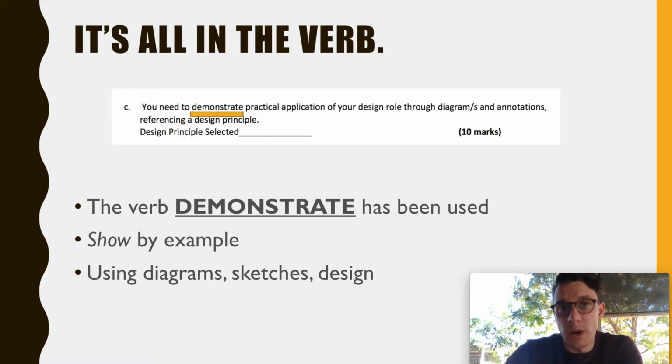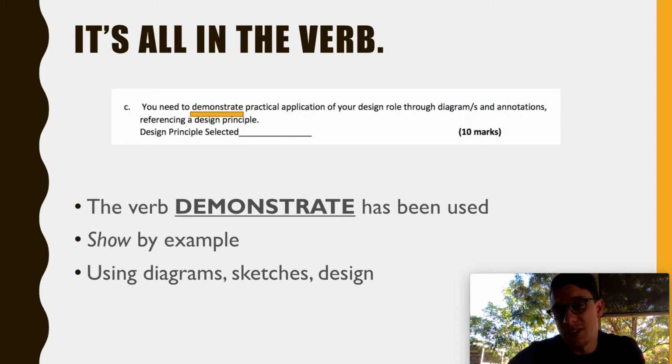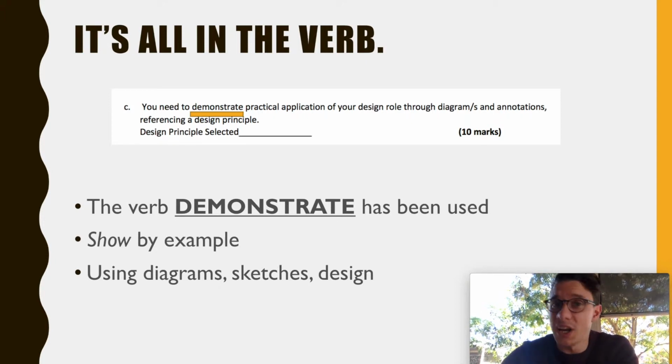Let's look at the next one. Another question from that same exam. It says you need to demonstrate practical application of your design role. So now you're needing to design something in this space, and demonstrate is the verb that's being used. And we know that this is show by example. And again, some of these questions follow up. So this one says you need to demonstrate practical application. We know we're going to have to be practical about it. It's not just going to be written. Your design role through diagrams and annotations. So this is actually quite a nice question because it helps us with that. But demonstrate, show by example. Present your design and talk to it. So the design comes first, the writing comes afterwards. And it can just be in annotation form. You can just annotate that if you need to.